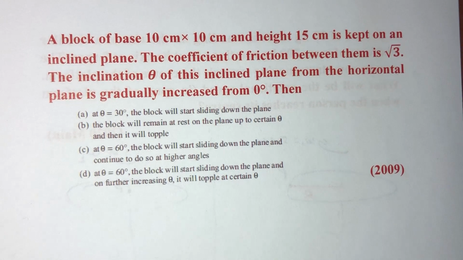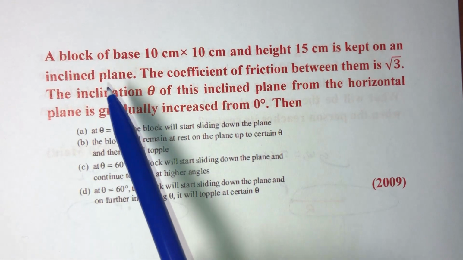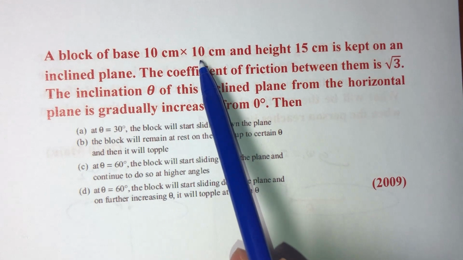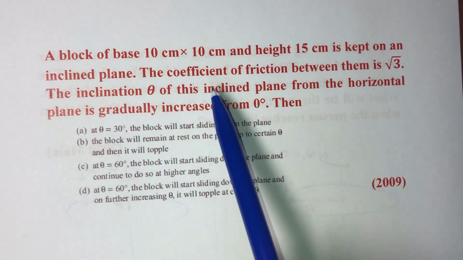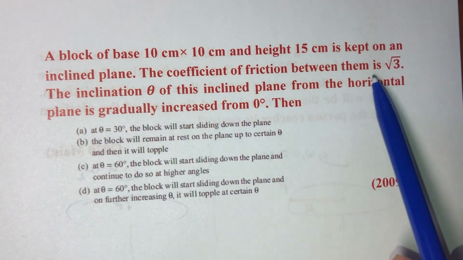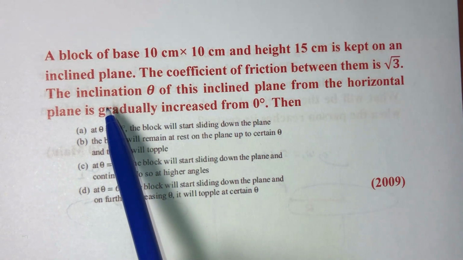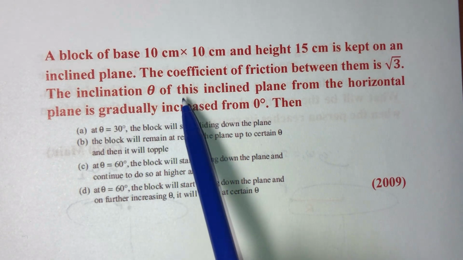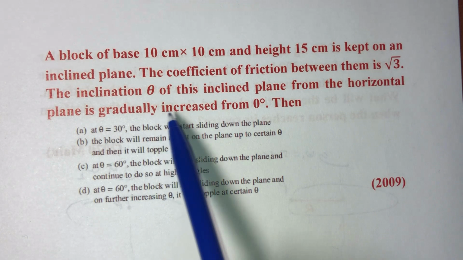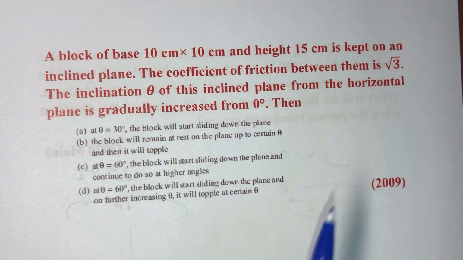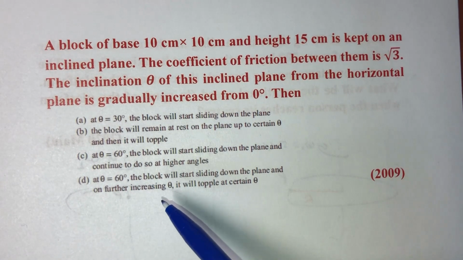Hello friends, in today's question, a block of base 10 by 10 centimeter and height 15 centimeter is kept on an inclined plane. The coefficient of friction between them is square root of 3. The inclination theta of this inclined plane from the horizontal plane is gradually increased from 0. Then, we have these four options.